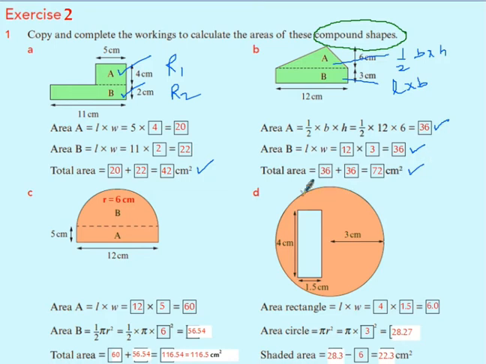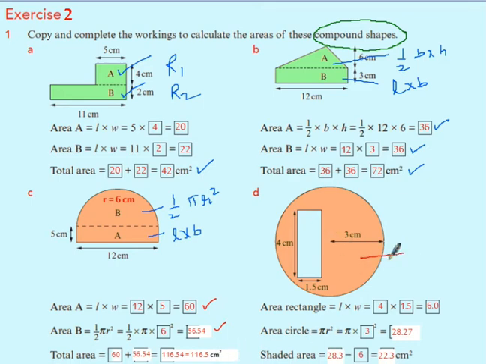Here it is a compound shape, so we can add them. This is shape A, a rectangle, length into breadth. This is a semicircle, so half pi r square. Here r is 6 because the diameter is 12. So here length into breadth gives you 60. Half pi r square gives you 56.54. When we add them, we get 116.54. You can round off to 1 decimal place. Okay, so we got the answer 116.5 centimeter.